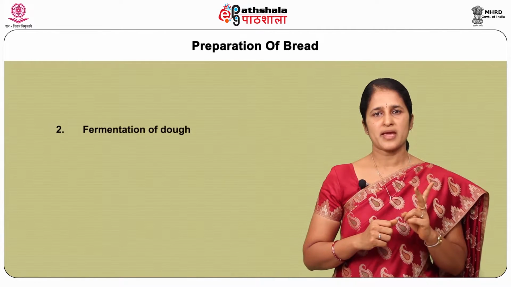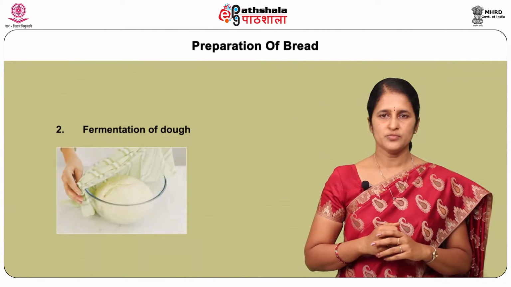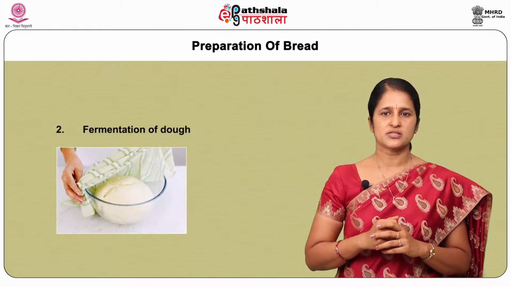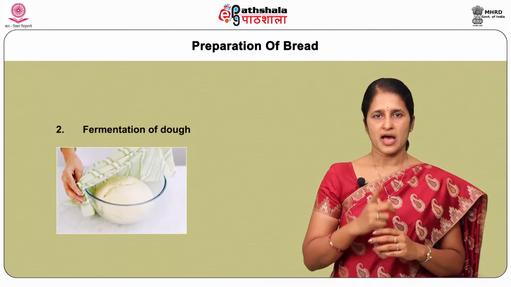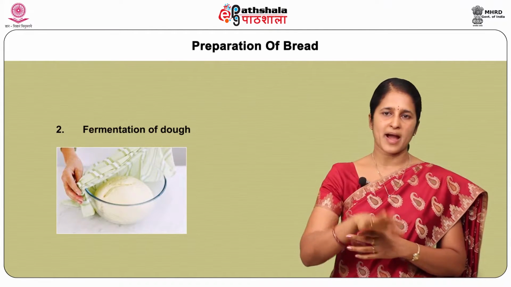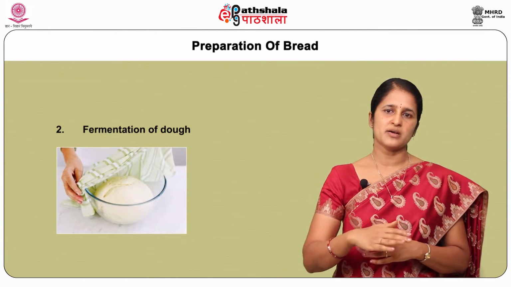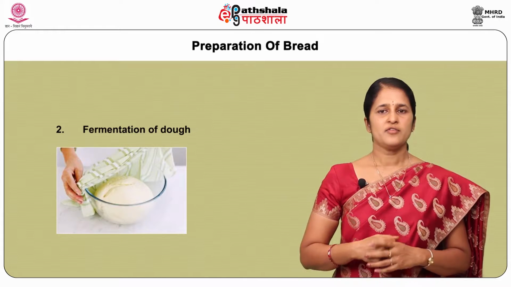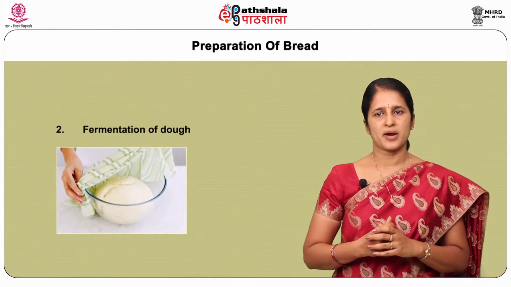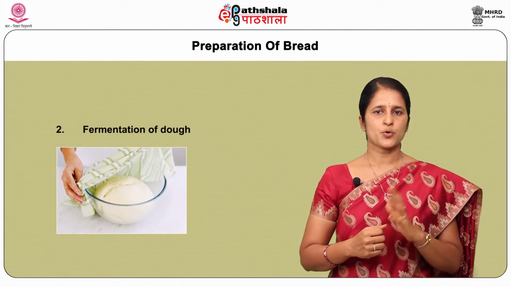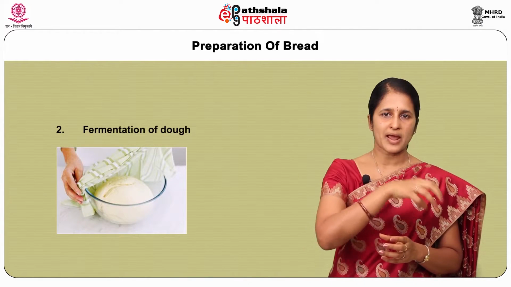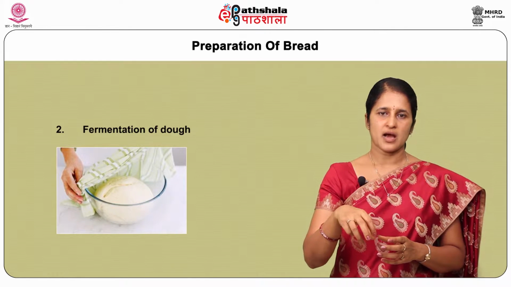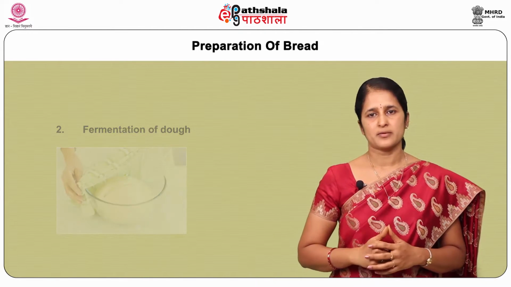Second stage of bread making is fermentation of dough. The prepared dough is allowed to ferment at 30 to 35 degrees for 1 hour. After 1 hour, it is knocked back and then allowed to ferment once again. The fermentation process is called bread proving. After proving, it is made into desired shape and placed in the bread pans and allowed for final proving.